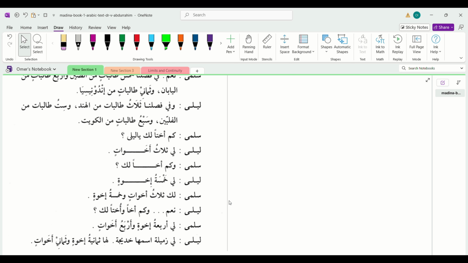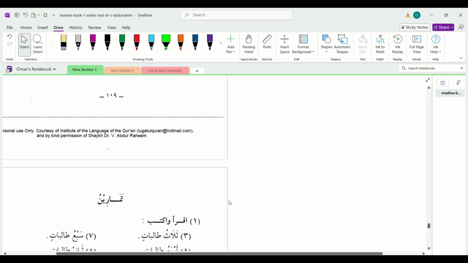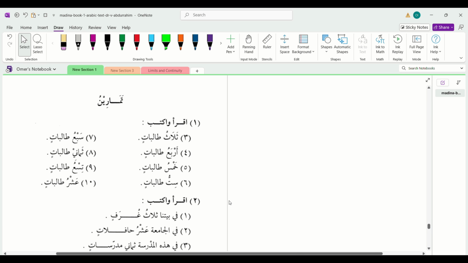Layla says that I have a classmate, a female classmate, and her name is Khadija. She has eight brothers and eight sisters. Sorry, eight brothers and eight sisters.